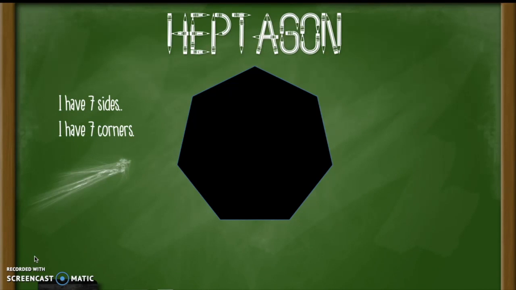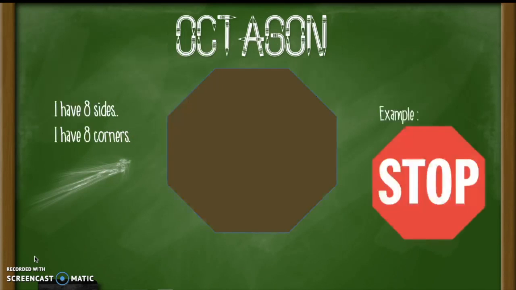A heptagon comes next, and a heptagon has 7 sides and 7 corners. The last shape we're going to be learning about today is an octagon. An octagon has 8 sides and 8 corners. A great example of an octagon can be found on the road, and it is a stop sign.